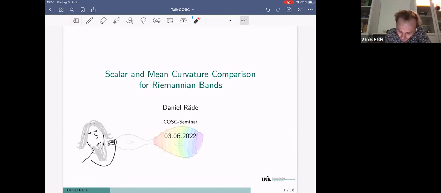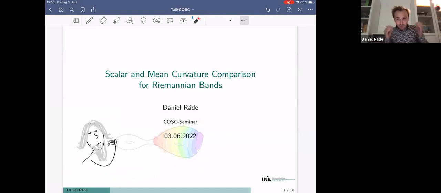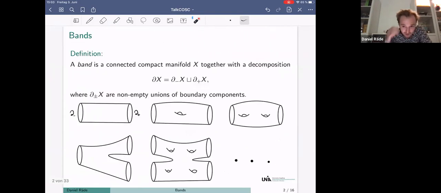So this is based on my work, and some parts of it, which are then clearly marked, are also based on joint work with Rigidity Zeidler from Münster and Cecchini from Berkeley. For anybody who was wondering, this is my rendition of Gromov blowing soap bubbles. That's basically what this talk will be about in some regards. All right, so the title is Scalar and Mean Curvature Comparison for Riemannian Bands. So I'm going to explain what a band is.